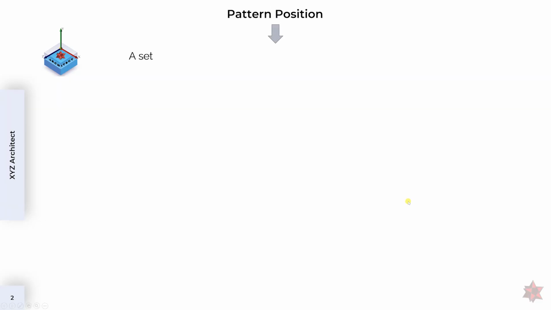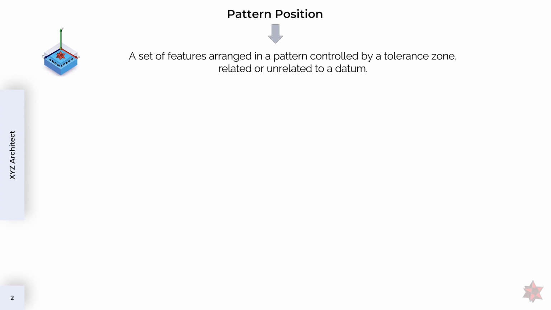In today's video, we're going to talk about pattern position, what it really means and how to interpret it according to ISO 5458 from 2018. First of all, let's understand what pattern position actually is, because it's a bit different from a normal position tolerance. Simply put, a pattern position controls a set of features arranged in a pattern. These features are kept inside the tolerance zone, and that zone can be defined with or without datums.